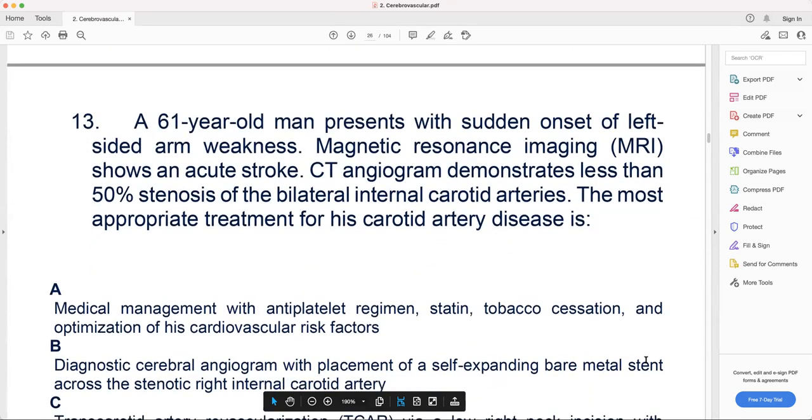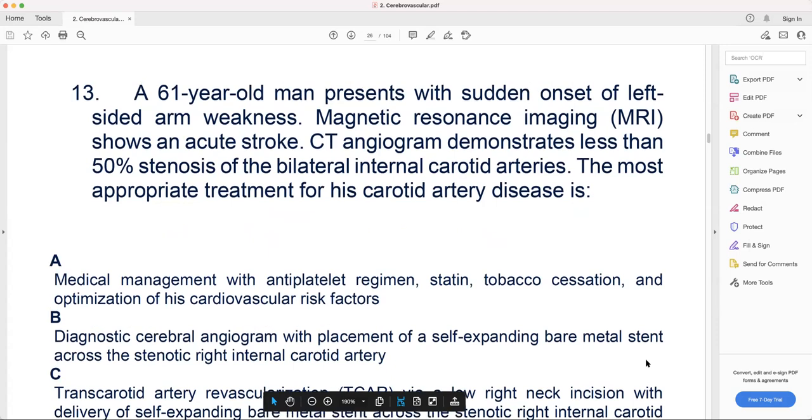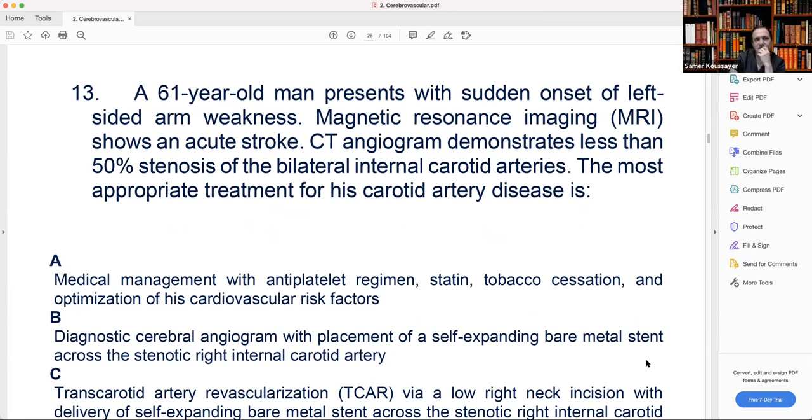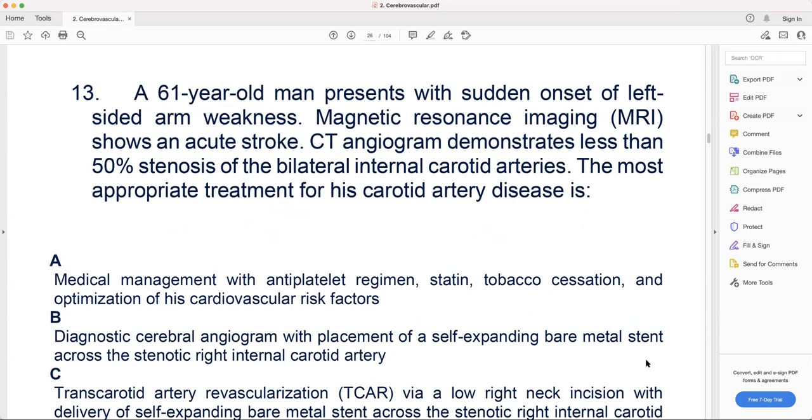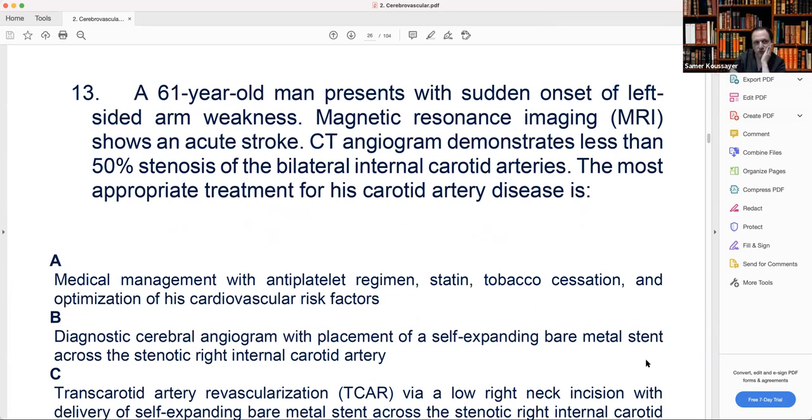A 61-year-old man presents with a sudden onset of left arm weakness. MRI showed an acute stroke. CT angiogram demonstrated less than 50% stenosis of bilateral internal carotid arteries. What is the most appropriate treatment? So he's asking about a symptomatic patient with stenosis of less than 50%. Do we treat it with surgery or with medical treatment?